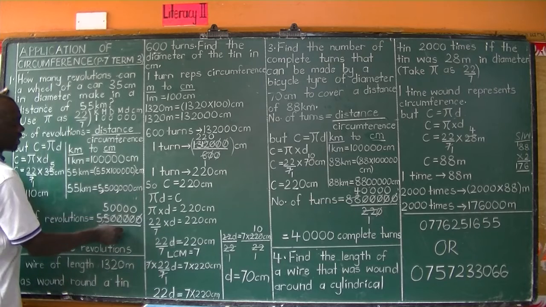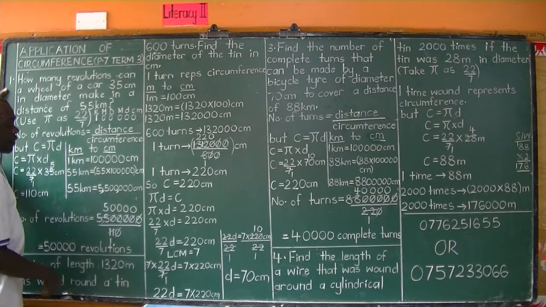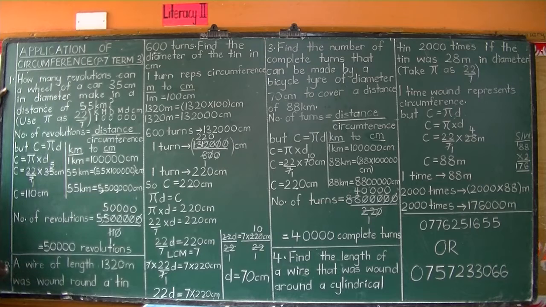So we go 110 by 110, 11 by 11 once, 55 by 11 gets 5, and then you remain with 4 zeros. So write those 4 zeros there. Therefore, the answer is 50,000 revolutions. That is how many times this car tire will rotate.